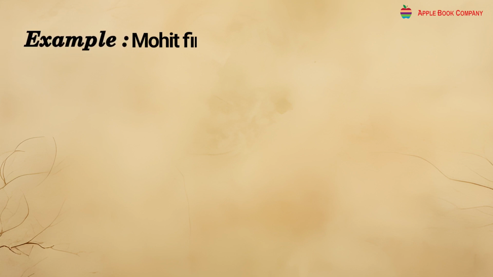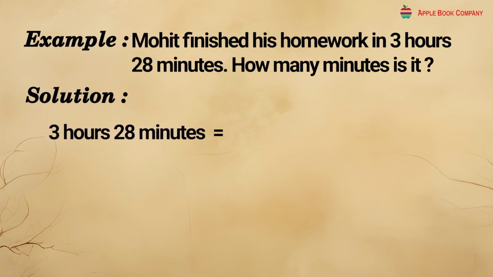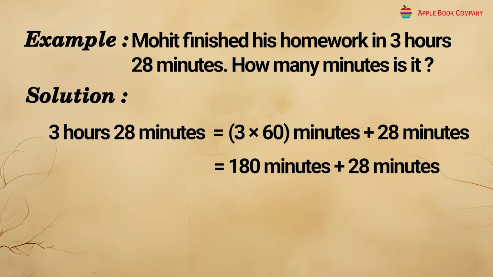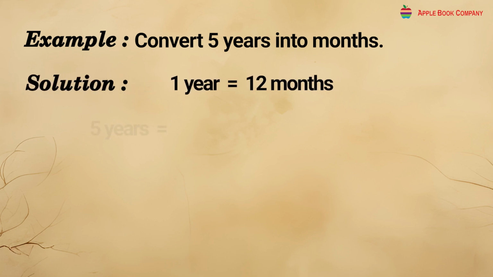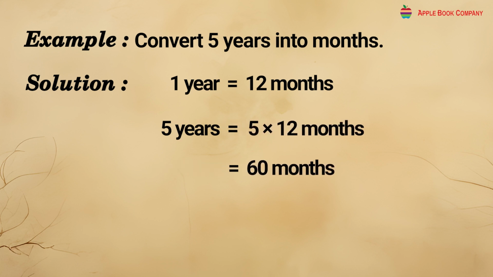Example: Mohit finished his homework in 3 hours 28 minutes. How many minutes is it? Solution: 3 hours 28 minutes is equal to 3 into 60 minutes plus 28 minutes, which equals 180 minutes plus 28 minutes, which equals 208 minutes. Example: convert 5 years into months. Solution: 1 year is equal to 12 months. 5 years is equal to 5 into 12 months, which equals 60 months.